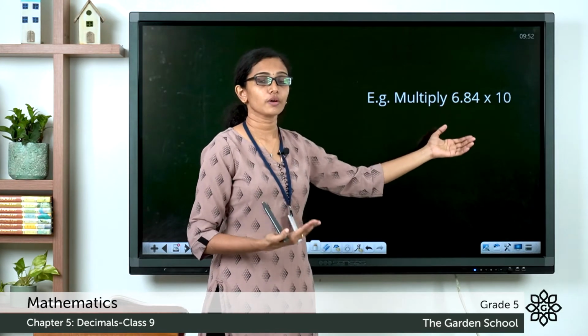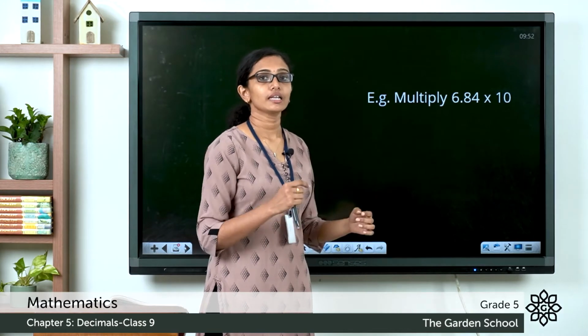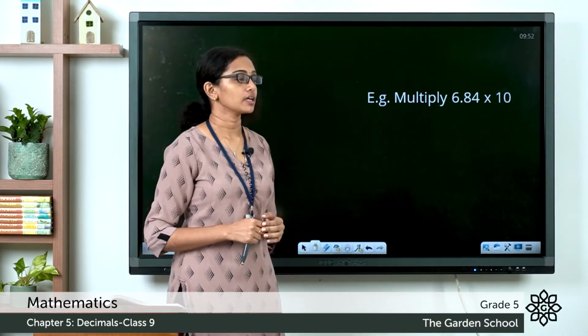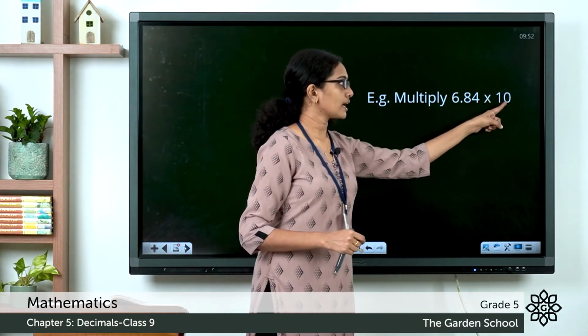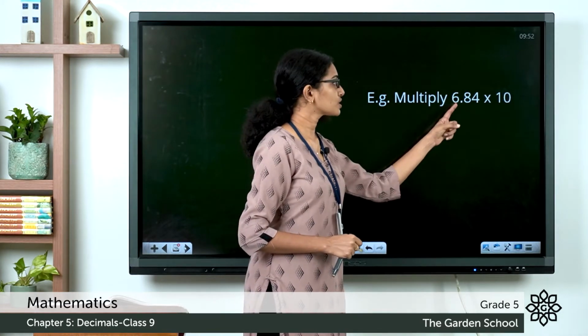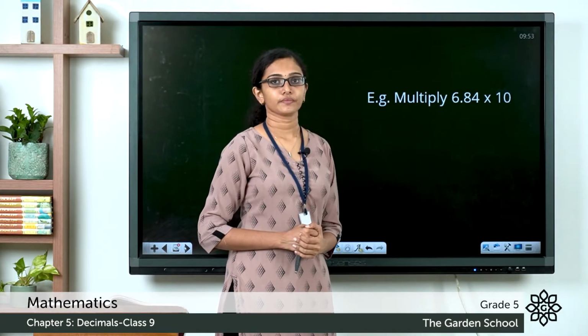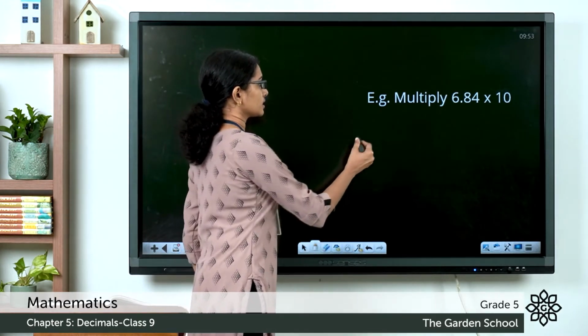By how many places? By the number of places which is equal to the number of zeros in the multiplier. So here this is the multiplier and there is only 1 zero in it. So you have to shift this decimal point one place to the right. Let's see how we can do that.